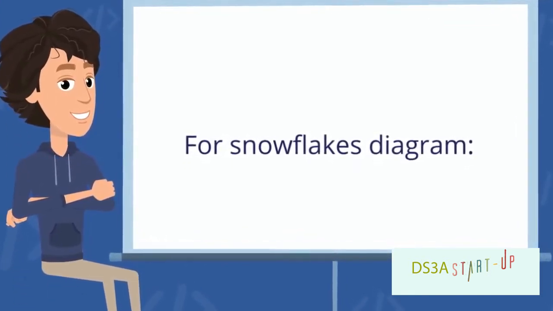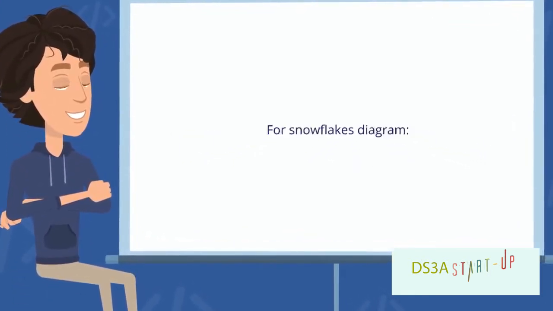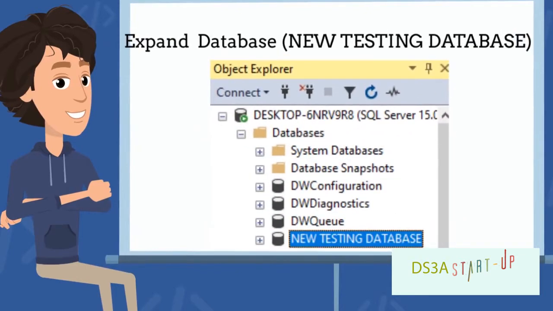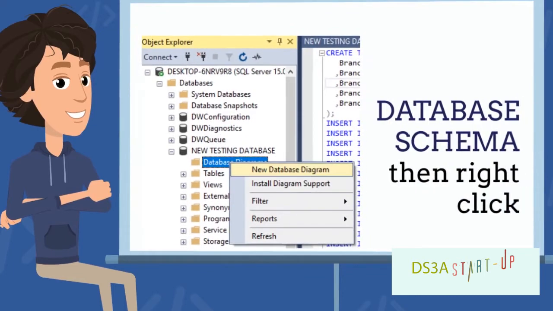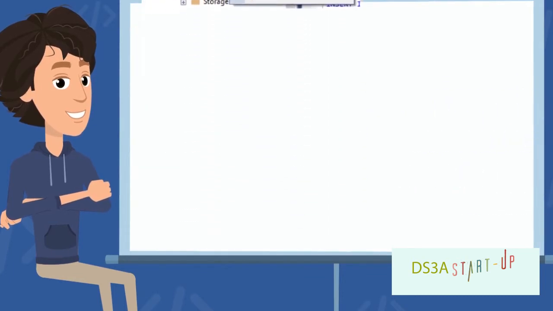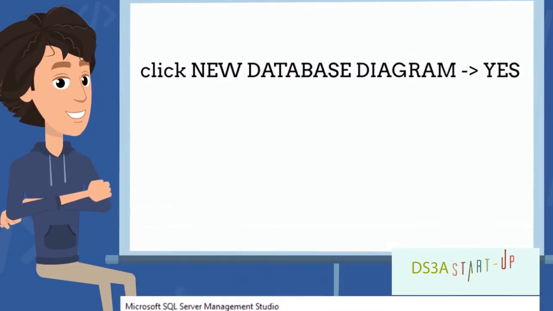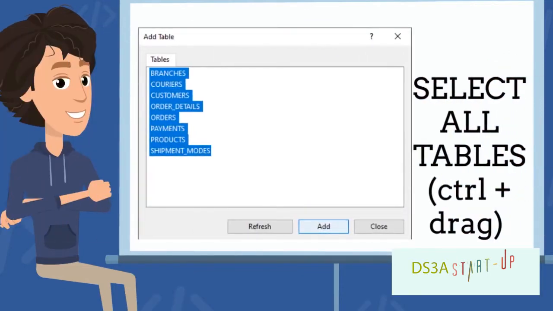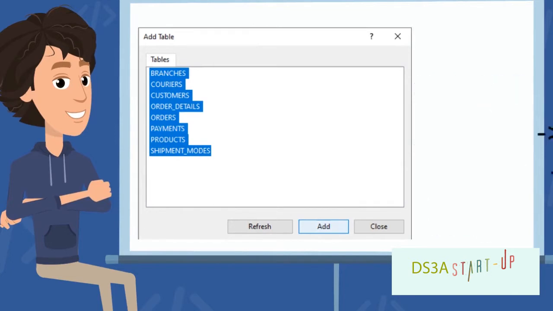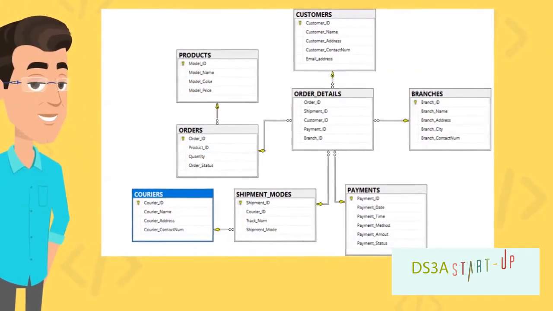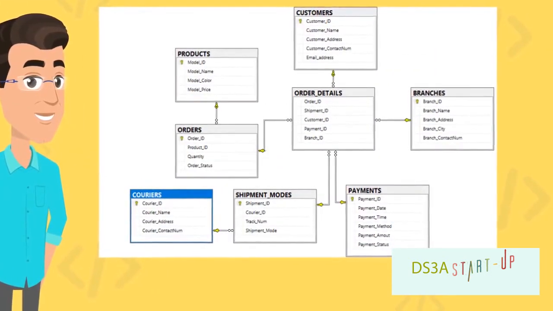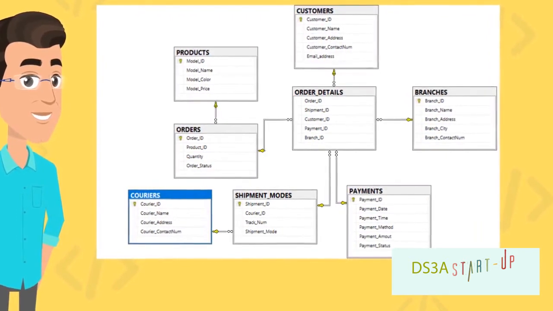For the snowflake diagram, expand your database, the new testing database, and then the database schema will appear. Right-click and click New Database Diagram, then click Yes. Right after, we select all the attributes on the tables, drag them all, and click Add. And now you will see all the attributes and the tables from your given data.